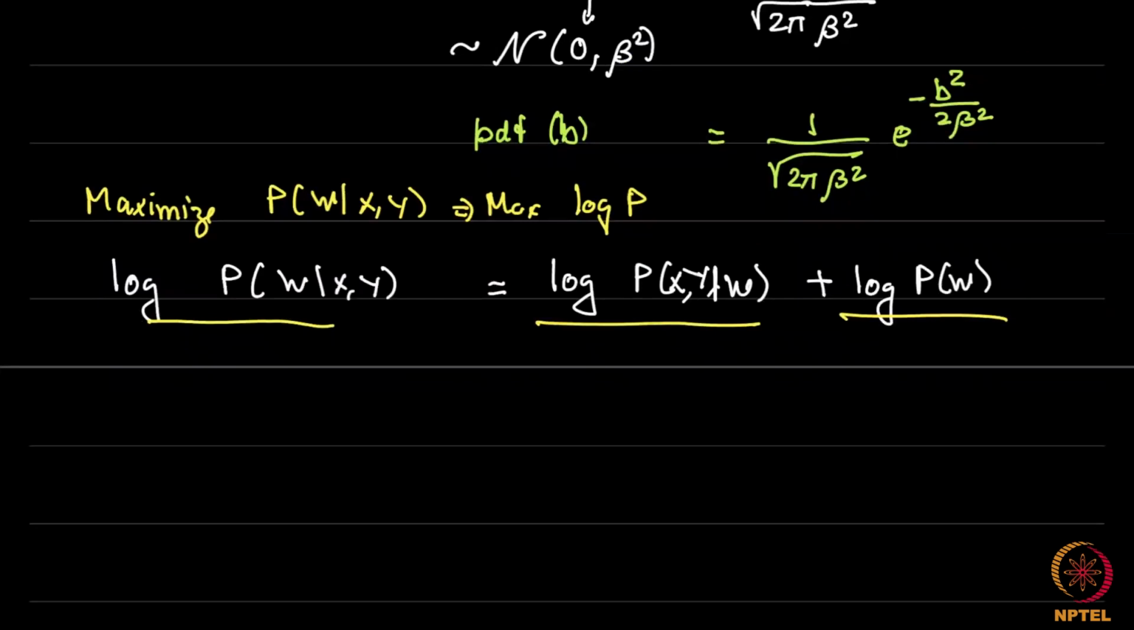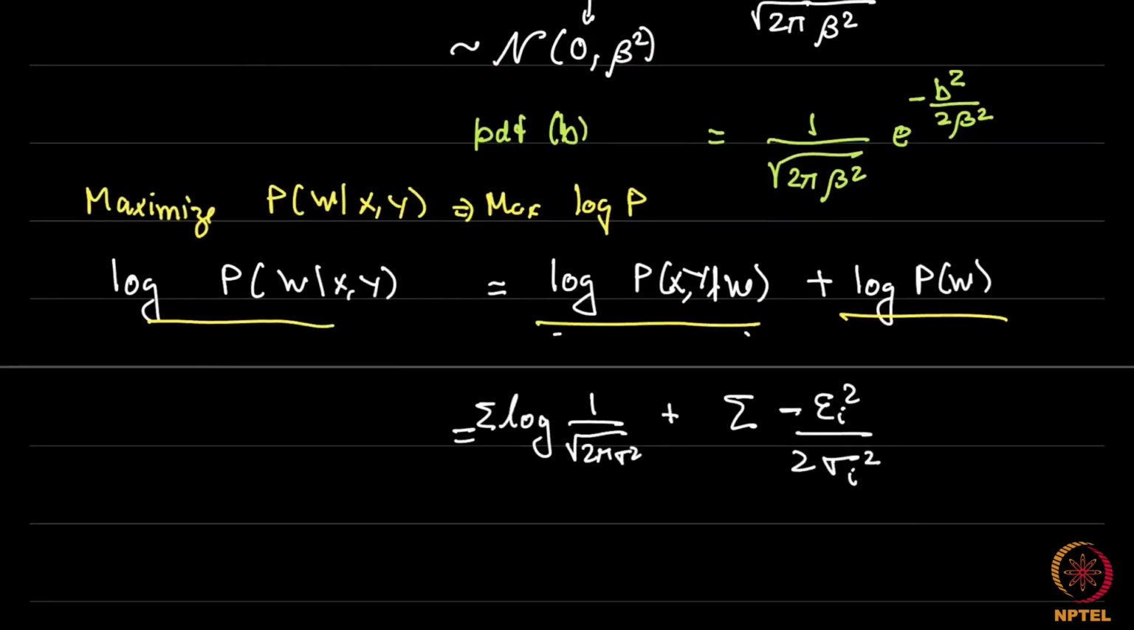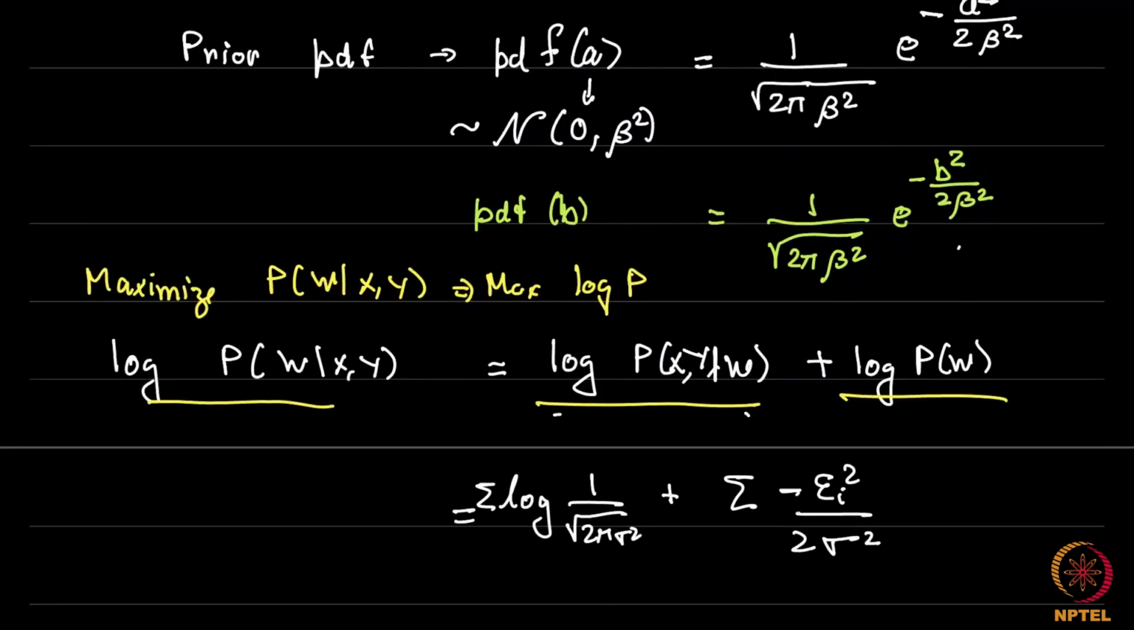Now, if you remember, we had actually already calculated this. This calculation was sigma of log of 1 by square root 2 pi sigma square. We can simplify this, but I am skipping that step. And plus you saw sigma of log of the probabilities of e power minus epsilon square by 2 sigma i square. And for now, we will take the simple case where we assume all sigmas are the same.